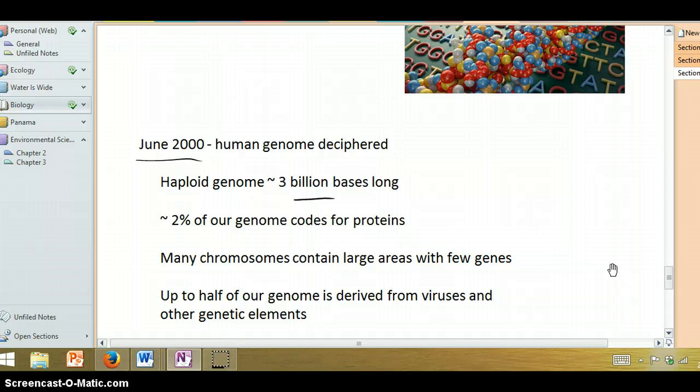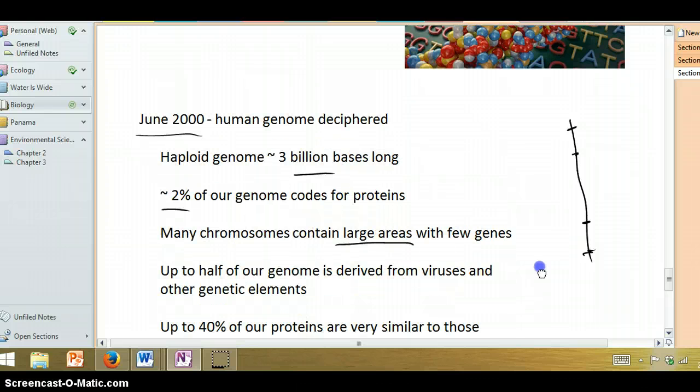You might be surprised that only about 2% actually codes for proteins. So there's a lot of extra DNA. Within any given chromosome, there tends to be a lot of sequences that don't contain genes. All right. So on a given chromosome, you might have a gene here, a gene here, a gene here, but you can have large gaps in between where there's no actual gene there.